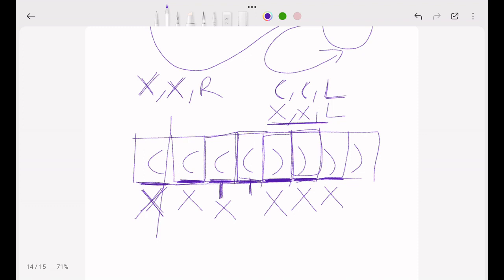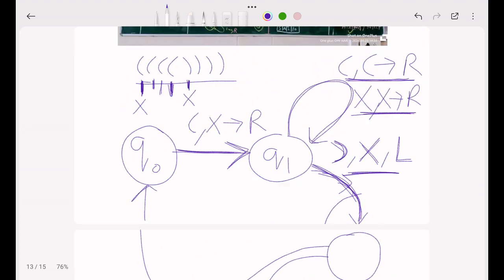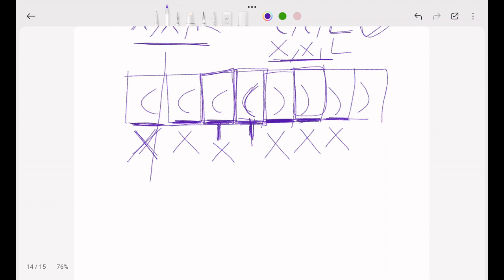Now I am here. Whenever this symbol is coming, replaced by this and move left. Now x is coming, this x replaced by x and move right because of this. Now this parenthesis replaced by x, move right, this parenthesis replaced by x, move right. Now I am here. I will use another color if you are not able to understand, because digital is very hard, classroom is very important.